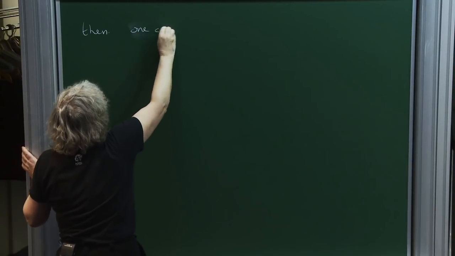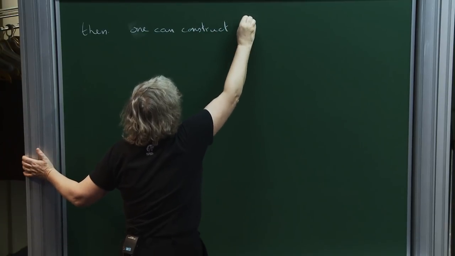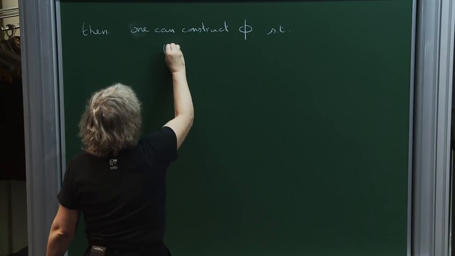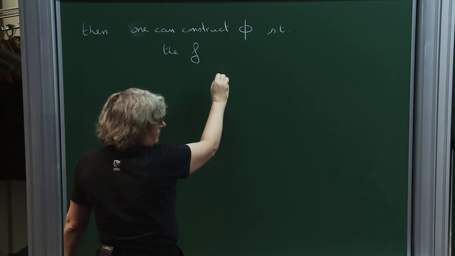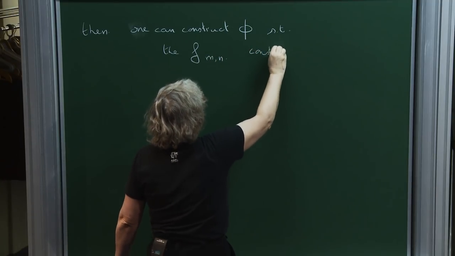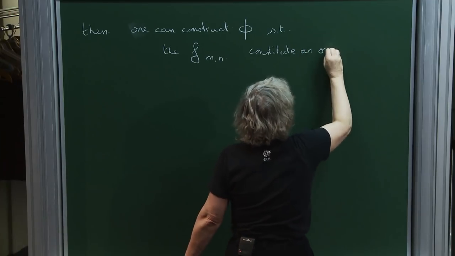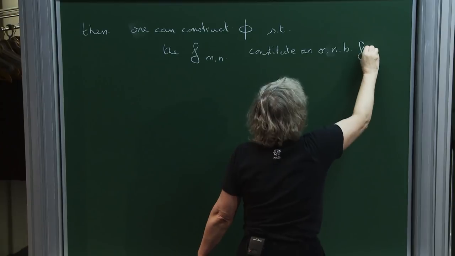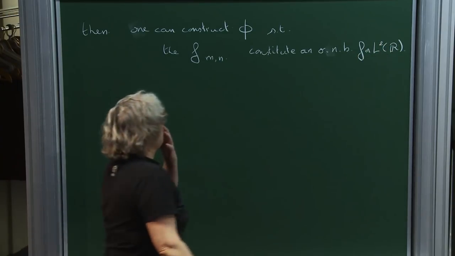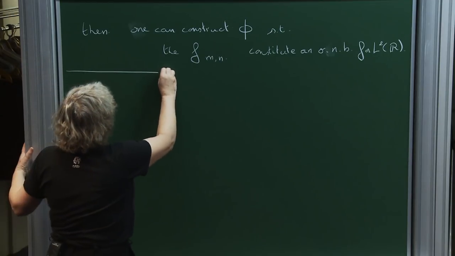one can construct phi such that the f m n constitute an orthonormal basis for L2 of R. So that was the point of the Wilson basis.